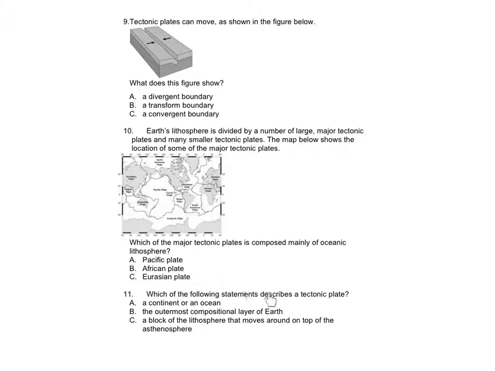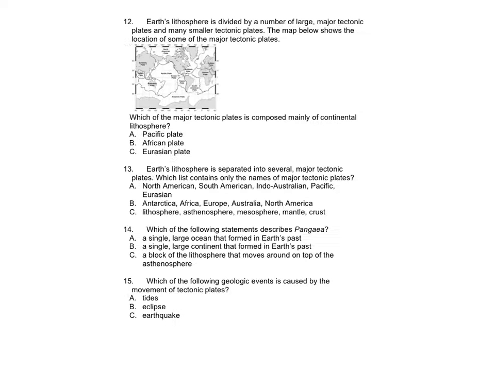Number 11. Which of the following statements describes a tectonic plate? A. A continent or an ocean. B. An outermost compositional layer of the Earth. C. A block of lithosphere that moves around on top of the asthenosphere.